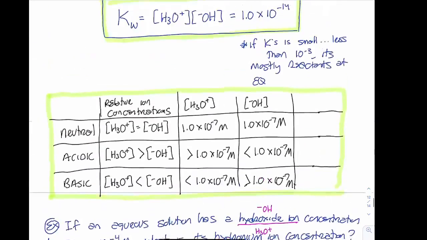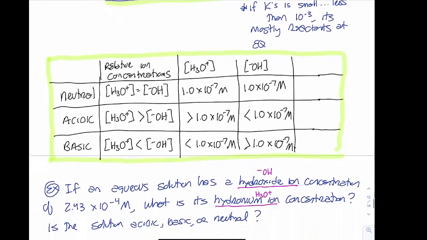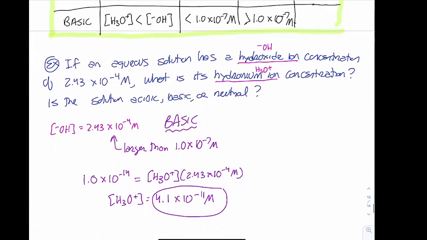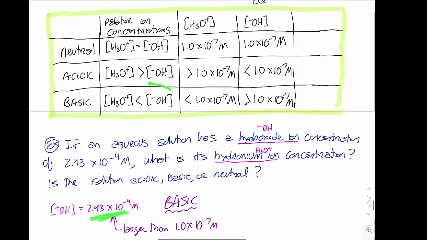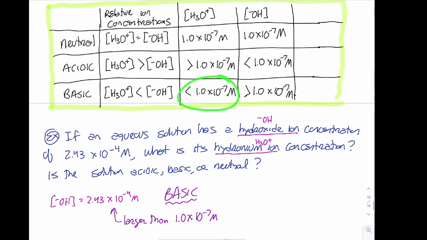So again, this is always going to be true. If we know one, we can solve for the other by setting them equal to Kw. And then based on the relative concentration, another way to look at it, if it's acidic or basic: my hydronium ion concentration is this number, which is less than this number. So my hydronium ion concentration is less than my hydroxide ion concentration. My hydronium ion concentration is less than 1 times 10 to the negative 7th. So 3 different ways to determine that this solution is actually basic.